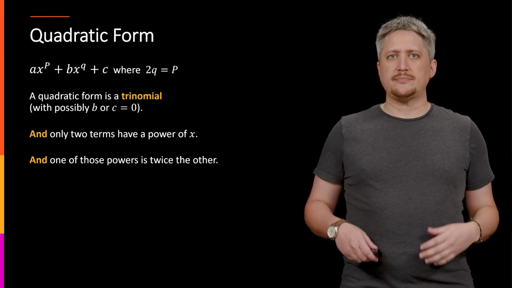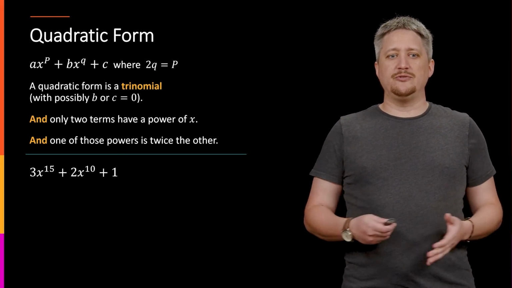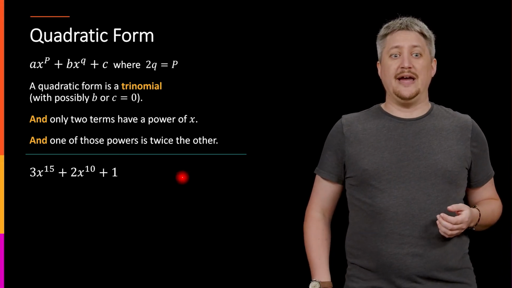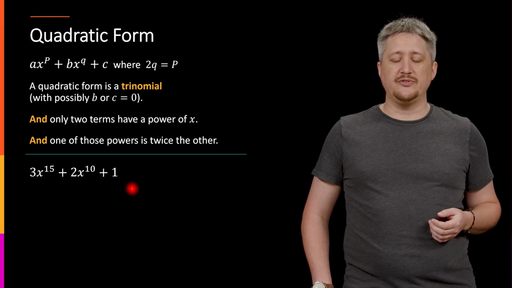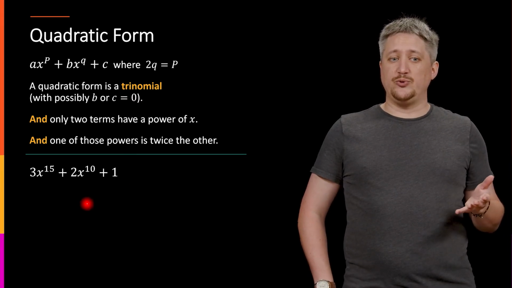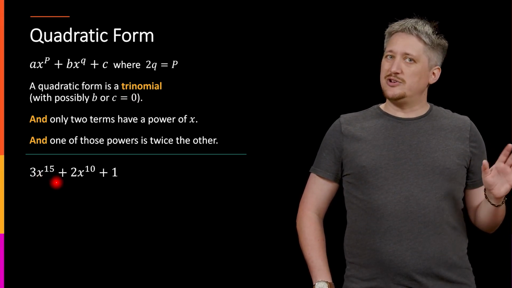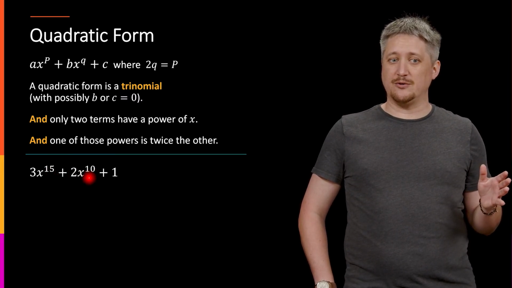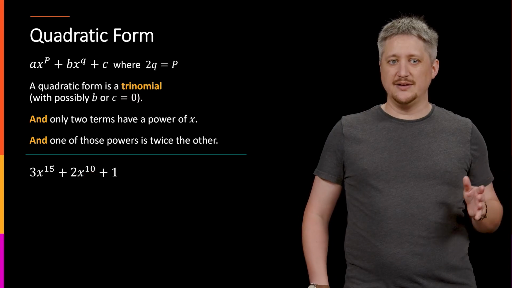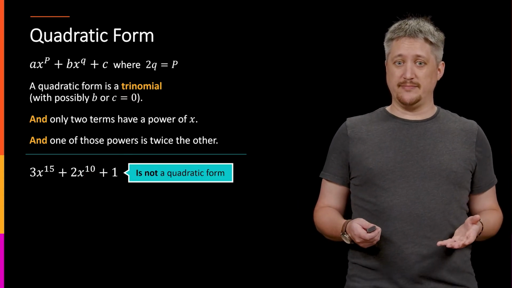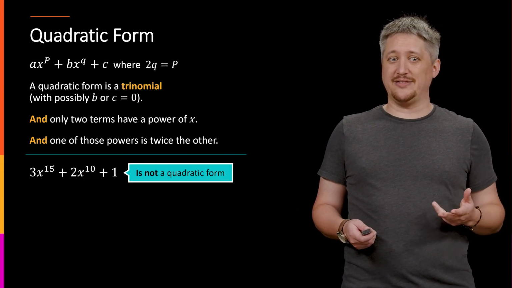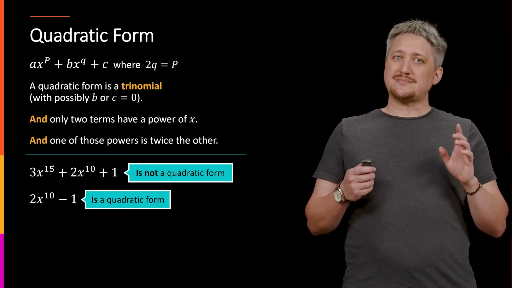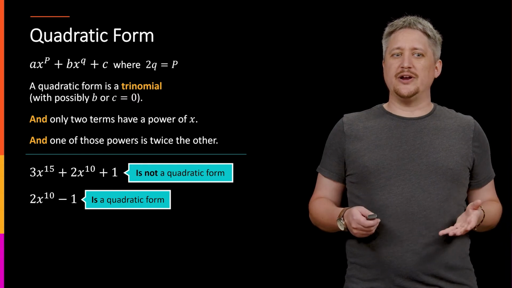All right. Now, how about going through some examples, recognizing if they are or aren't? Here we have a trinomial, so it's three terms. Two of them have x, but we don't have the right power. If we have 15 and 10 as our powers, 15 is not 2 times 10, so this thing is not a quadratic form. I had the first two parts, not the third part. Here, this thing is a quadratic form, but we said, wait, we need a trinomial.